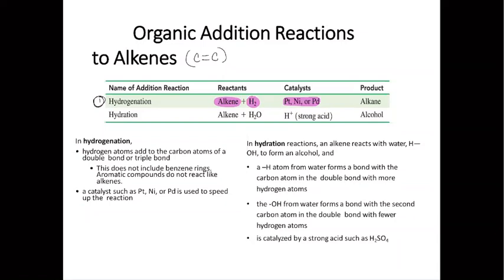The reason why we call these addition reactions is because overall in our reaction, the carbon-carbon double bond will break, and then in its place, we're going to add a certain atom. In the case of hydrogenation, it is going to be hydrogen. So that's why we go from an alkene to an alkane.